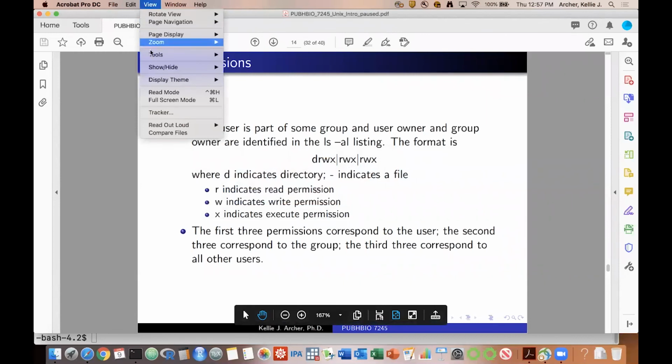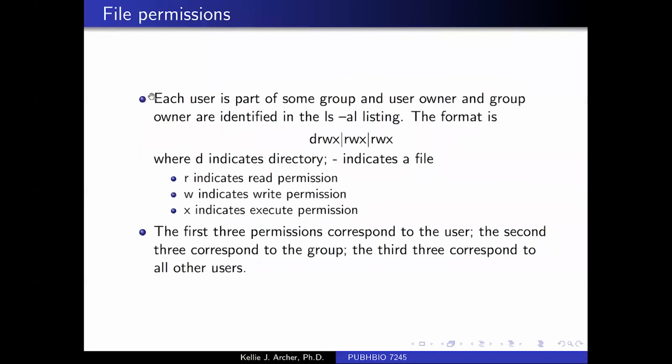All right, so something else that I wanted to go into for a little bit is about file permissions. So you notice that when I did ls -al, each file and each directory had file permissions. So each user is part of some group, and user owner and group owner are identified in the ls -al listing. The format is d or dash, where d indicates a directory, dash indicates a file. And then we have rwx, which is read permissions, write permissions, and execute permissions.